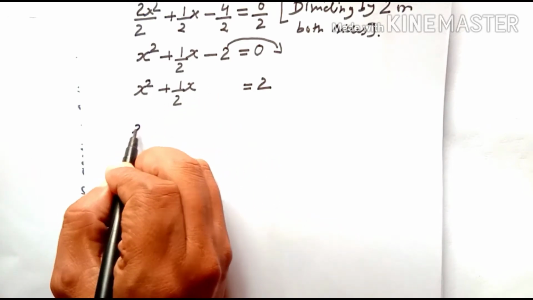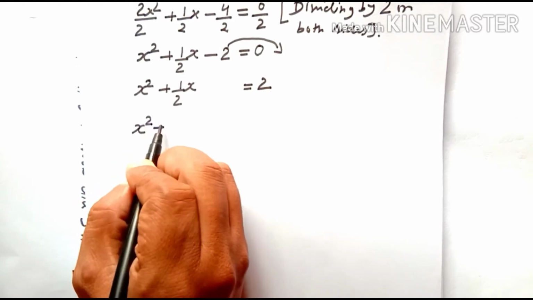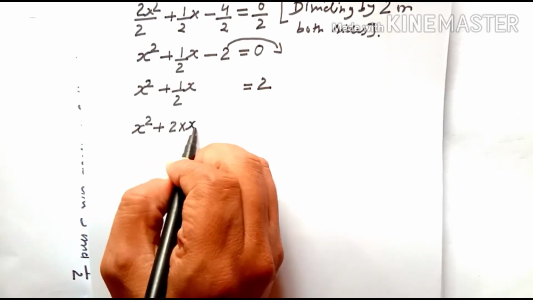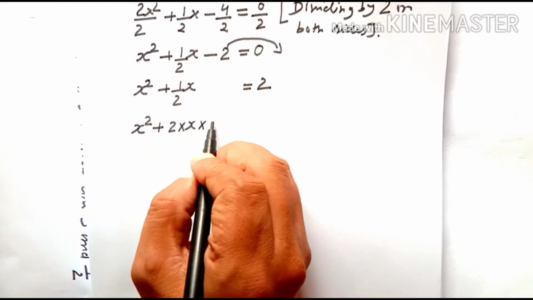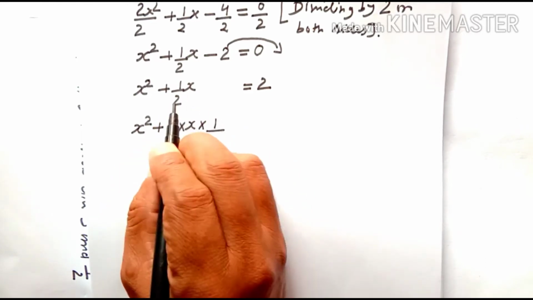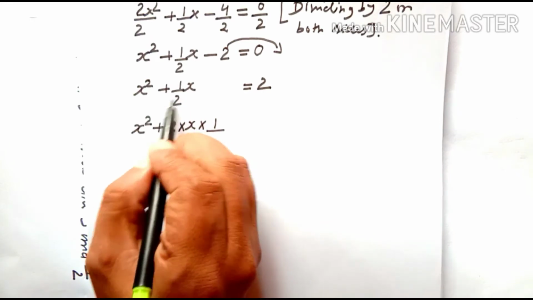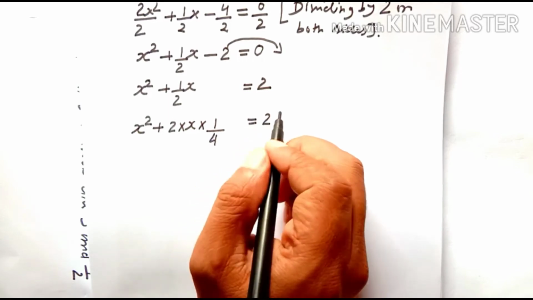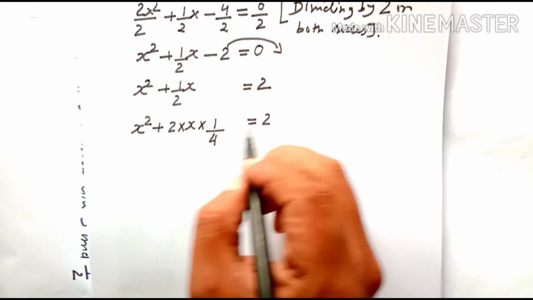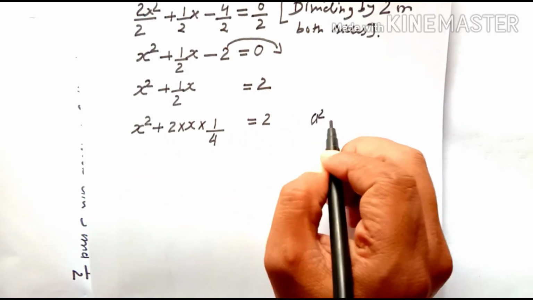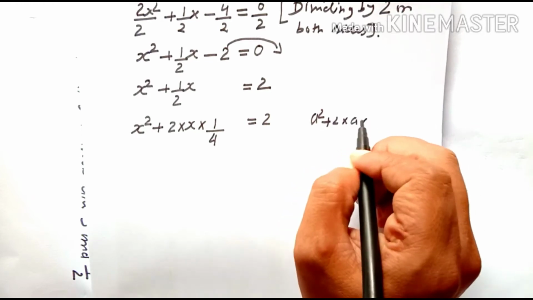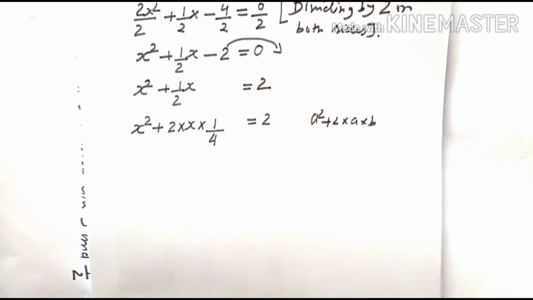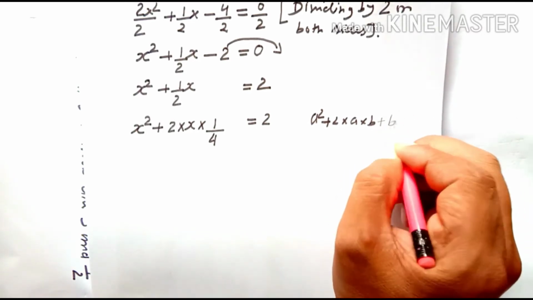So now this can be read as a squared plus, applying the identities, 2 into a. A means here only x, into b. For the numerator we take the same, 1. But for the denominator, what we have to do is take the double of the denominator. So double of 2 will become 4, so b is 1 by 4. After that, to complete the identity, right now I've got a squared plus 2 into a into b. Is it complete? No. So you'll have to add b squared.